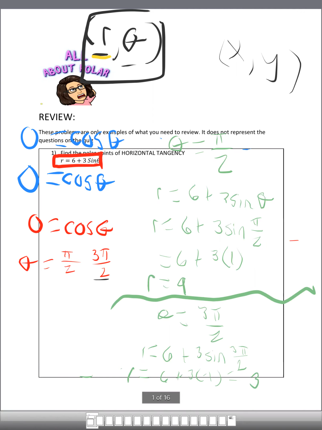Remember the coordinates are r comma theta always. So our first coordinate based on this one is going to be 9 comma pi over 2. And then our second coordinate for this one over here is simply going to be 3 comma 3 pi over 2. And those are the two answers for this problem.